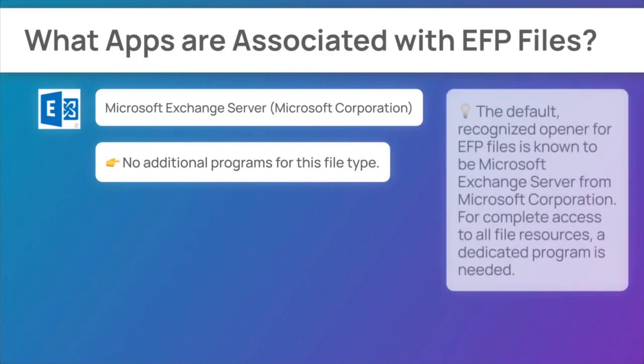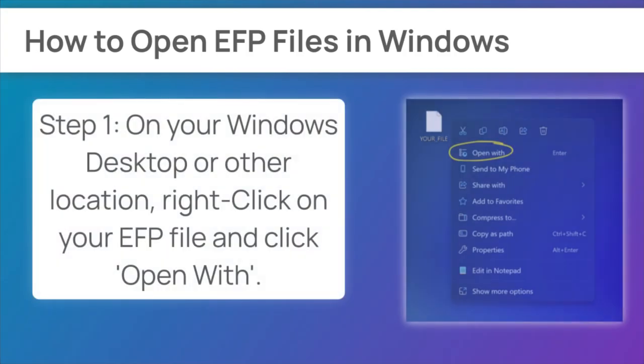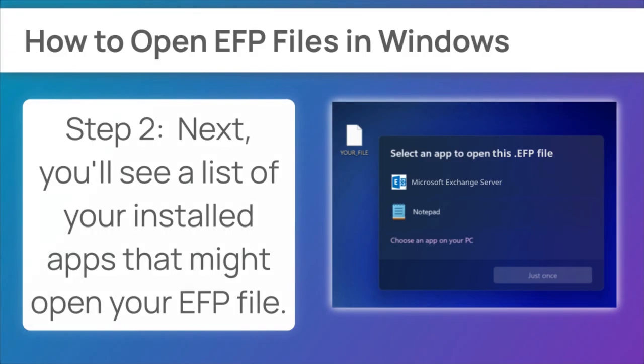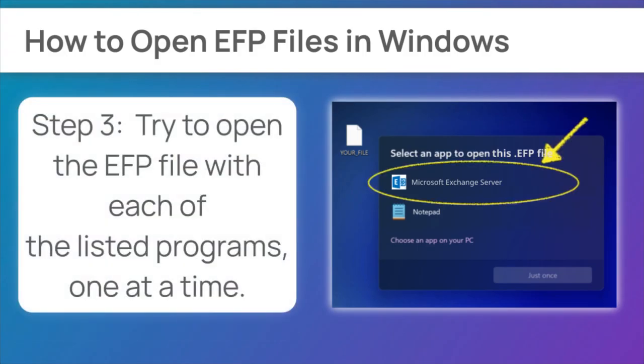For complete access to all file resources, a dedicated program is needed. Windows renders limited formatting, so full editing must be done with compatible software. The problem is often a missing file association. Right-click the EFP file and choose Open With. Start with Microsoft Exchange Server, if available. If not, select another application from the list.